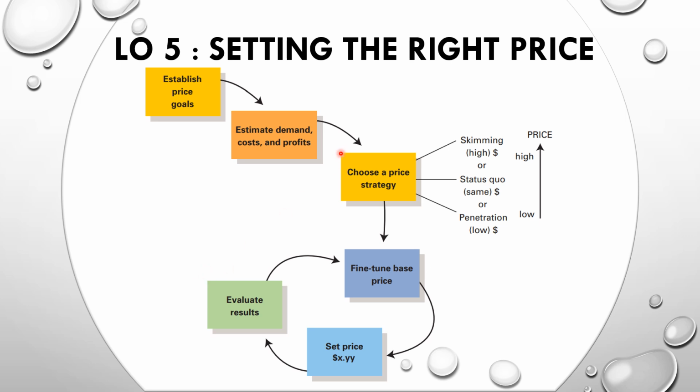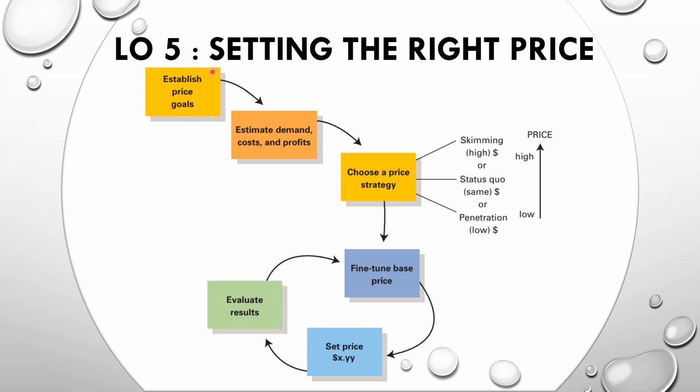Lastly, in this particular chapter, we're going to look at setting the right price. These are the steps. How to set the right price. Number one, you need to establish your price goal. You have learned just now there are three types of goal or objective: profit maximization, sales maximization, and the status quo pricing goal or objective.